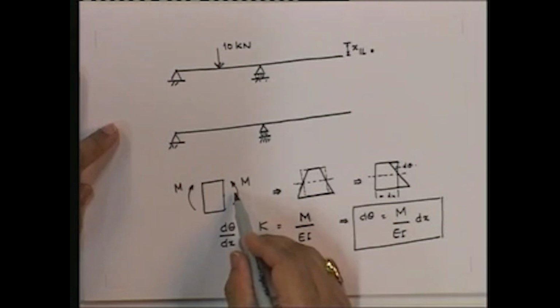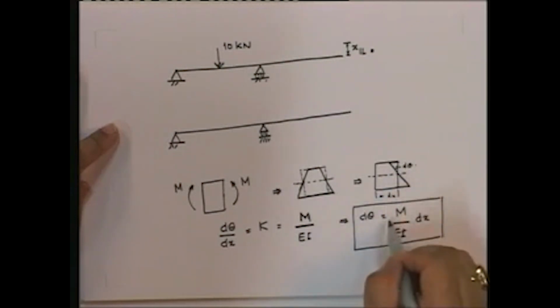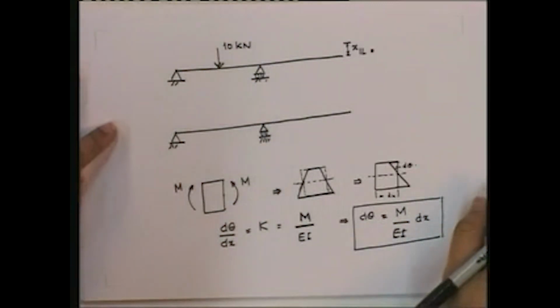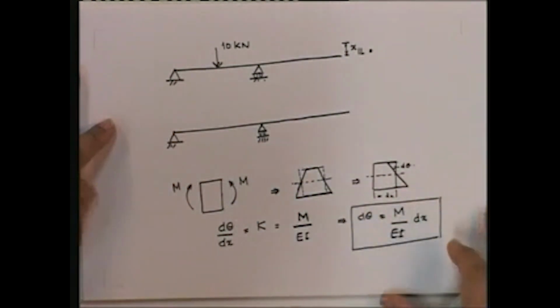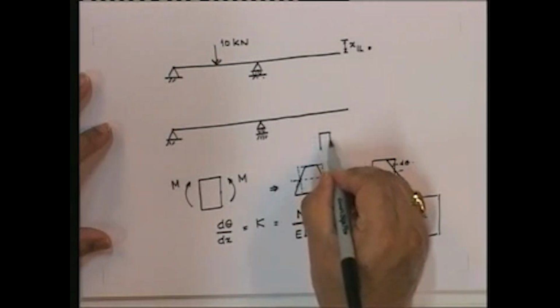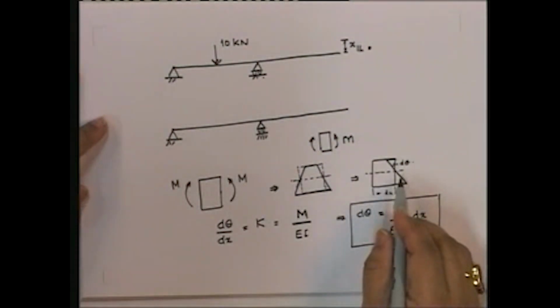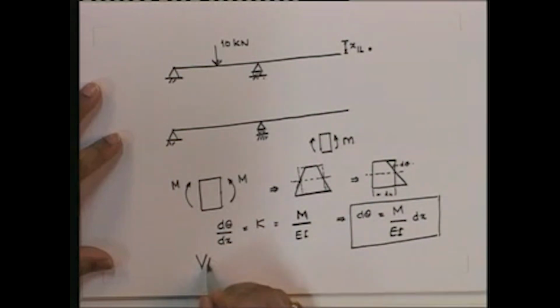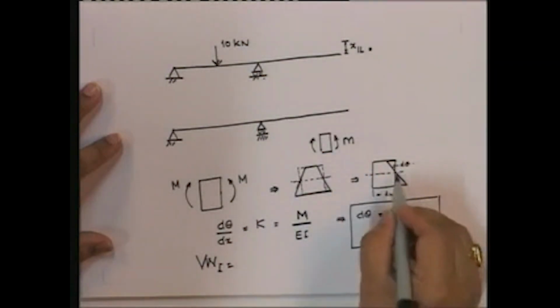So given an m and given an EI value, dθ is equal to m upon EI dx. That is the real deformation due to an applied moment m. And if you want to find out the virtual work done by this deformation when undergoing a virtual moment small m, then the total internal virtual work done, over this infinitesimal area, is going to be small m into dθ.